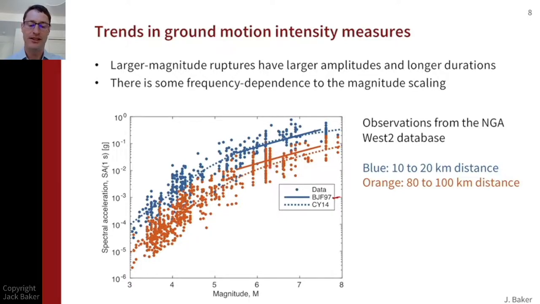Okay. And then at the larger distances, you can see that the agreement between the two models is not quite as good. And you know, those larger distances weren't as relevant in the very small data set that the Boore et al. authors used 25 years ago.